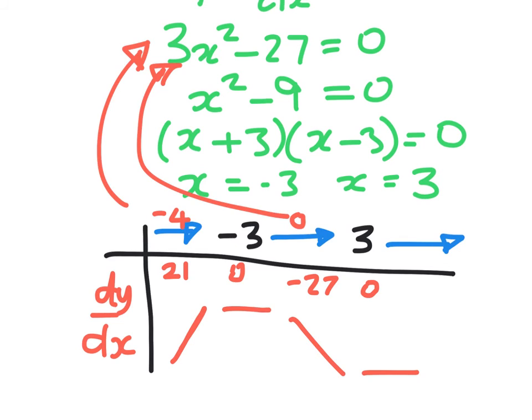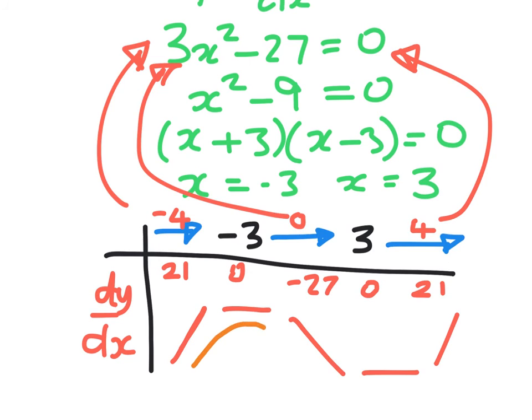And then lastly, pick a number after 3, like 4, and substitute that into the differentiated formula. 3 times 4 squared, take away 27 is 21, so my graph's going to go back up. So I know what it looks like: my graph goes up, down, and then back up again.